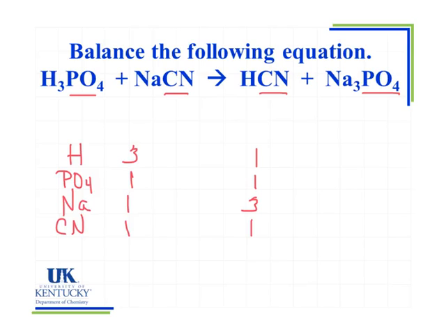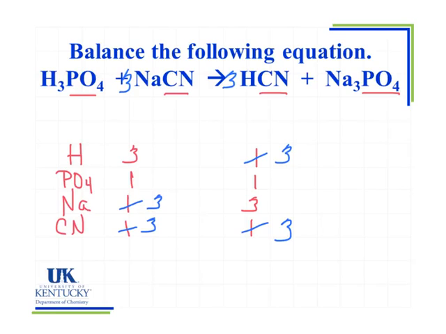So I'm going to start with the hydrogen for no other reason than because it's listed first, and I'm going to add a coefficient in front of the HCN so that now I have 3 hydrogens on the right, but that also changed the number of CNs on the right to 3. So now my hydrogens and my phosphates are balanced, but the sodium and the cyanide are not. So now I need to add a 3 in front of NaCN. So that gives me 3 sodiums and 3 cyanides, and now it appears that my equation is balanced.